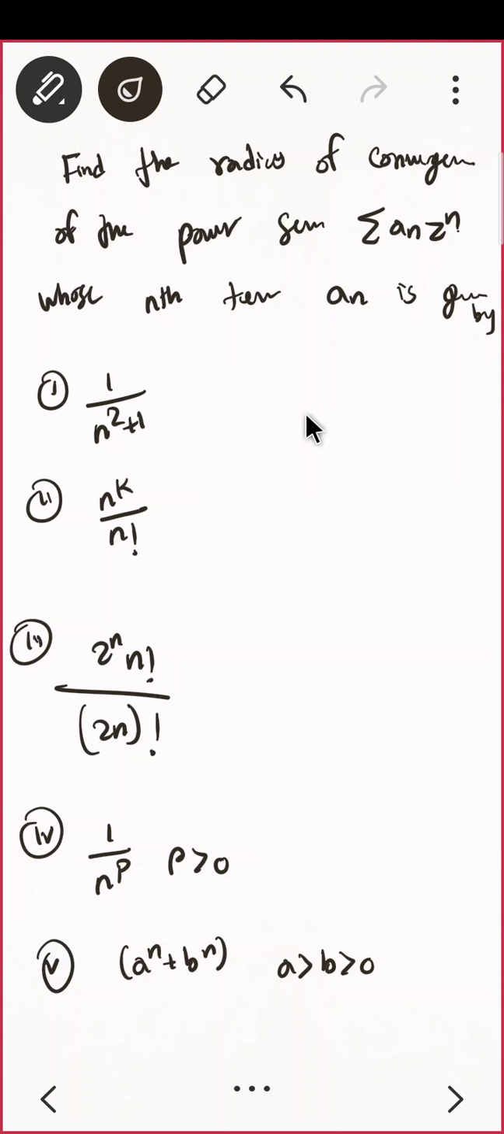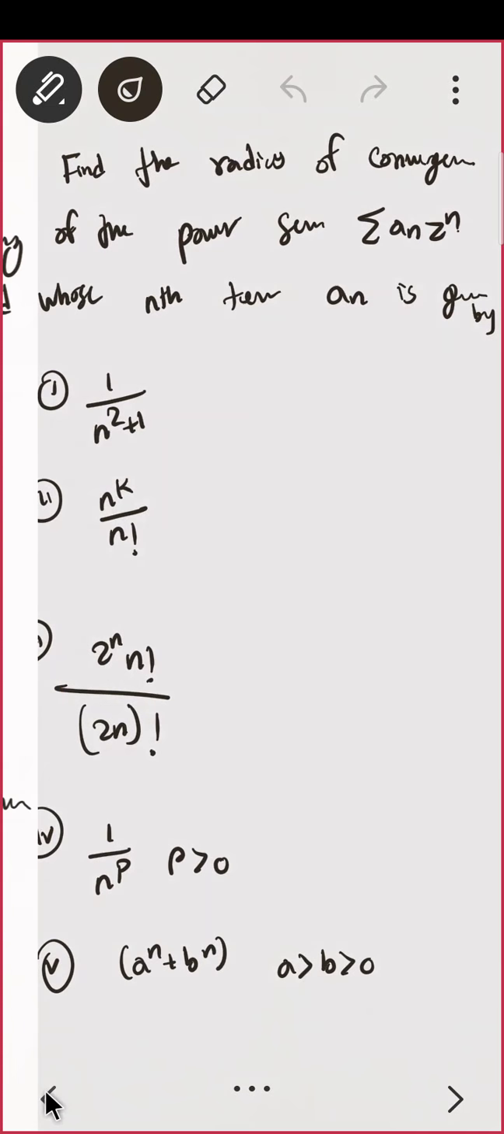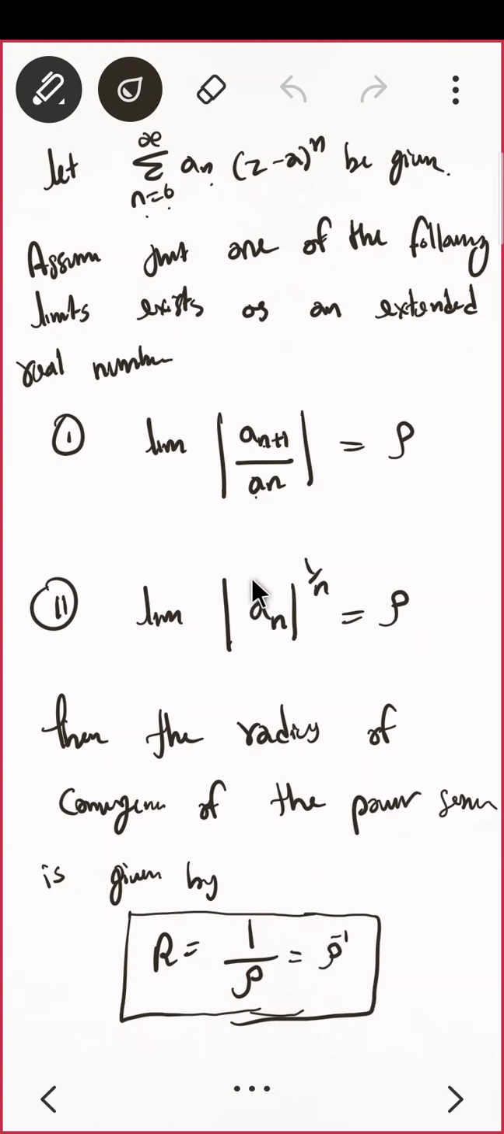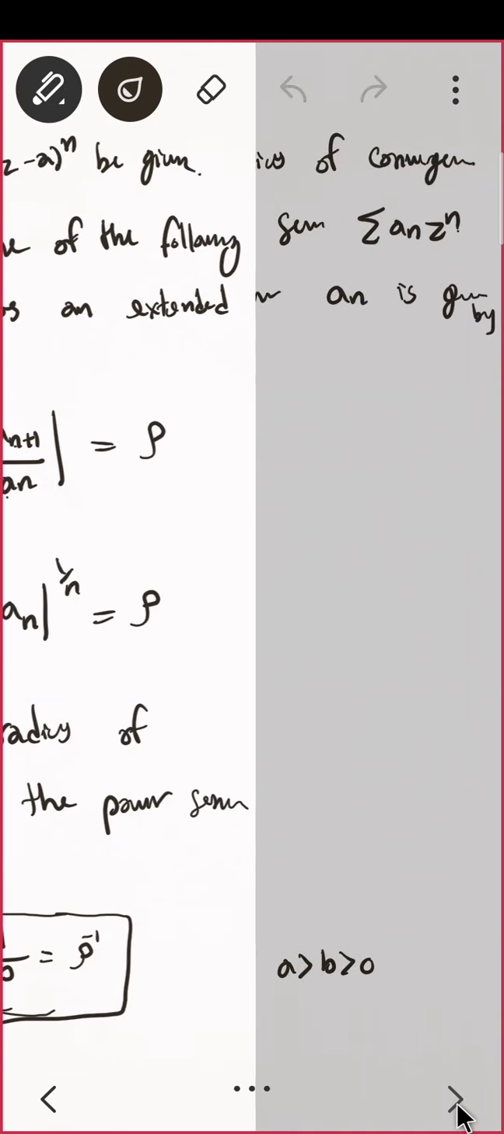Okay, can you start with this? Start with the first, second, third, fourth, fifth, and tell me if you have any doubt in this. What about the first one? Let us see. Your a_n is given as 1 upon n square plus 1. So what do you think? You are having two options, either this limit or this limit. Which will be better here?